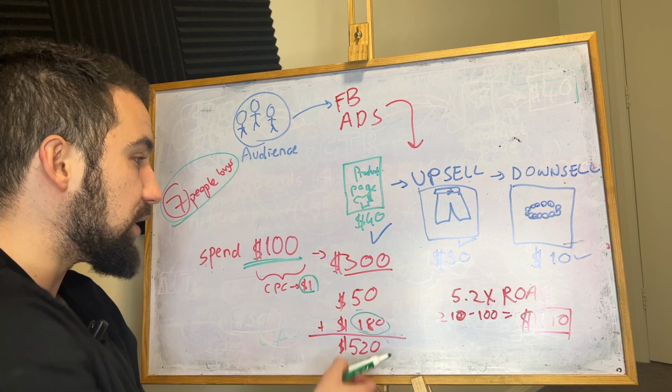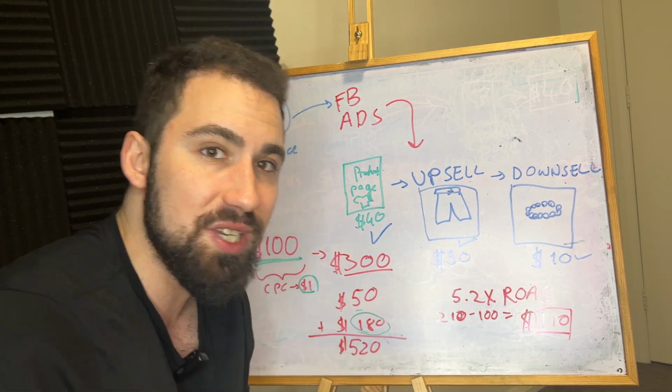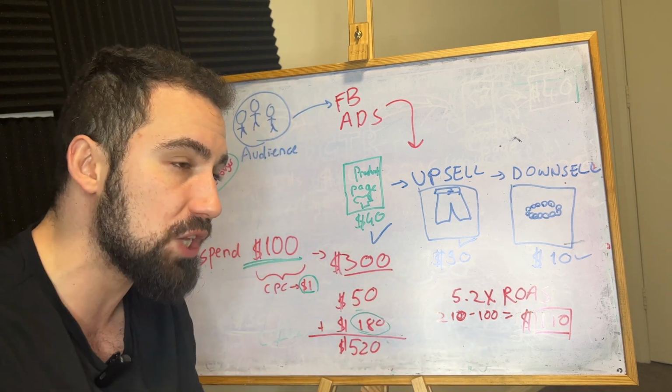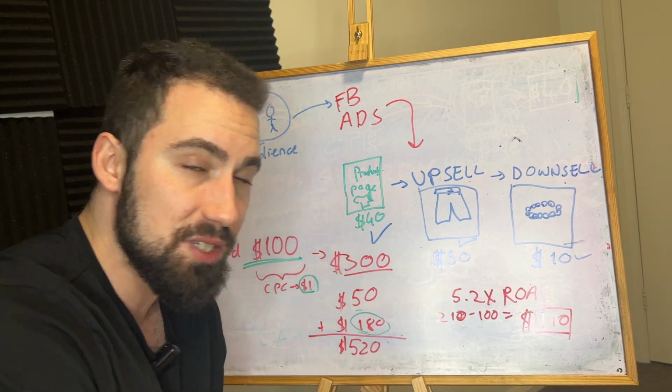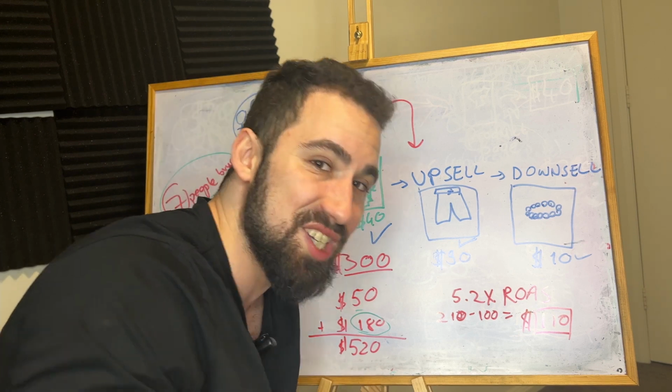So $520, that is 5.2x ROAS. We're not increasing the price. We're not changing the creatives. We're not changing the ad copy. We're not changing the conversion rate. We're not decreasing the CTR. We're not increasing the CPM. We're doing nothing but adding upsells and downsells, which costs us nothing.